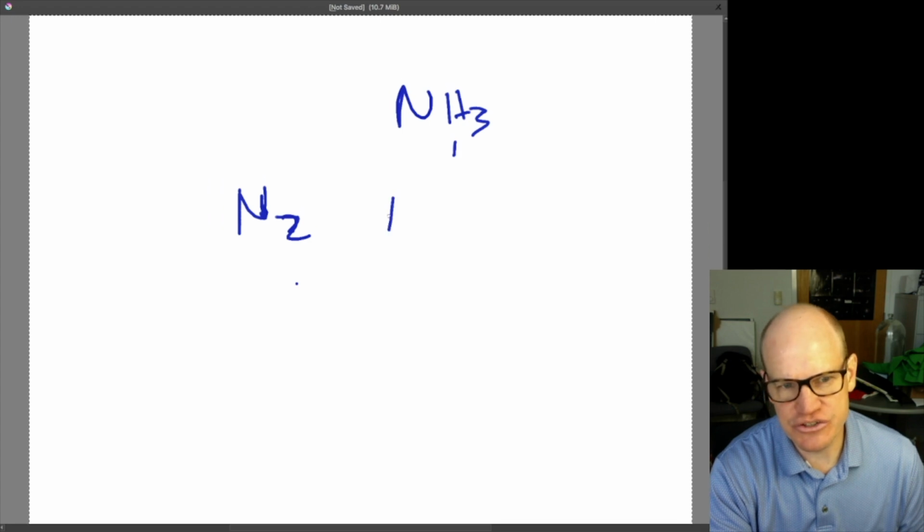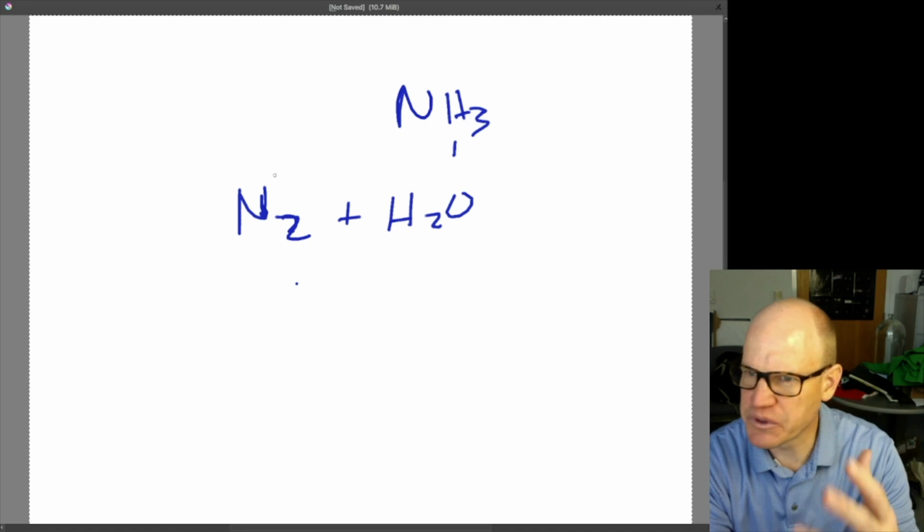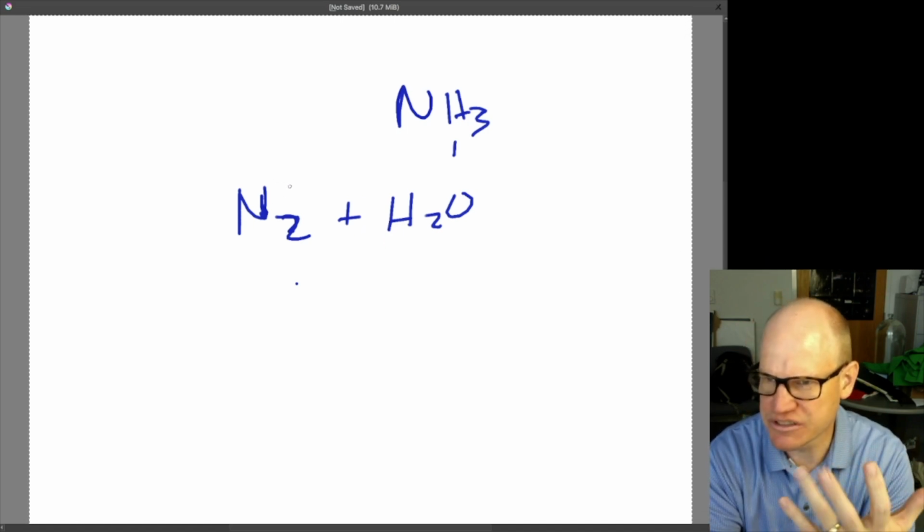That source of hydrogen is usually water. So you start with N2 plus H2O. There's going to be some stoichiometric coefficients out here to get the equation to balance out correctly.